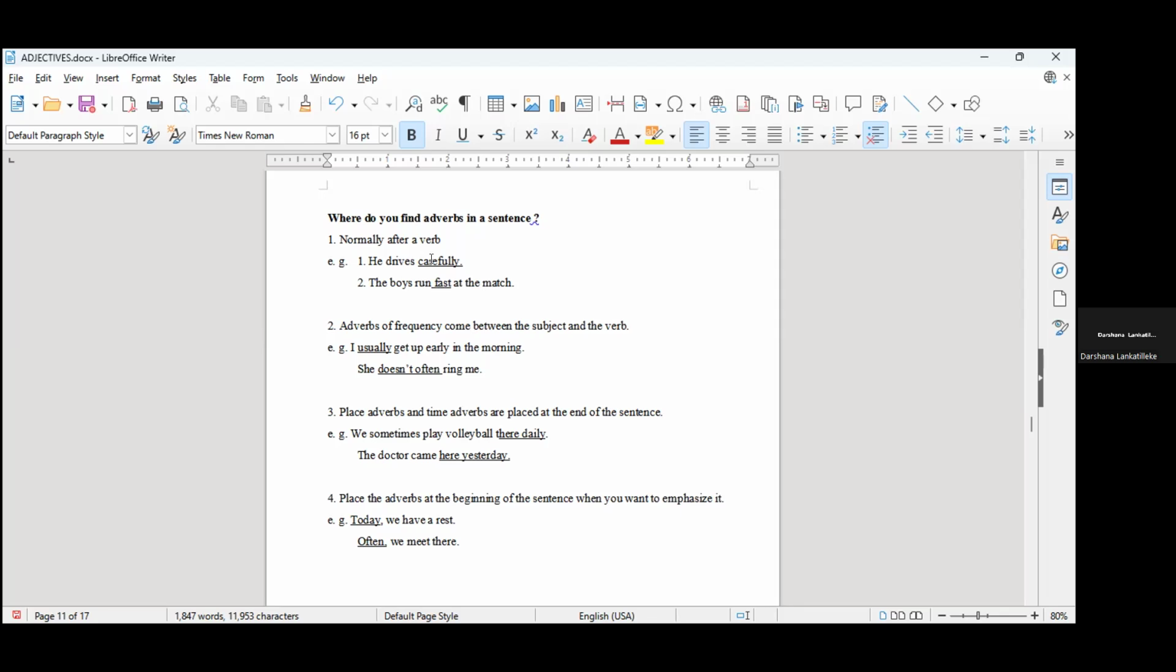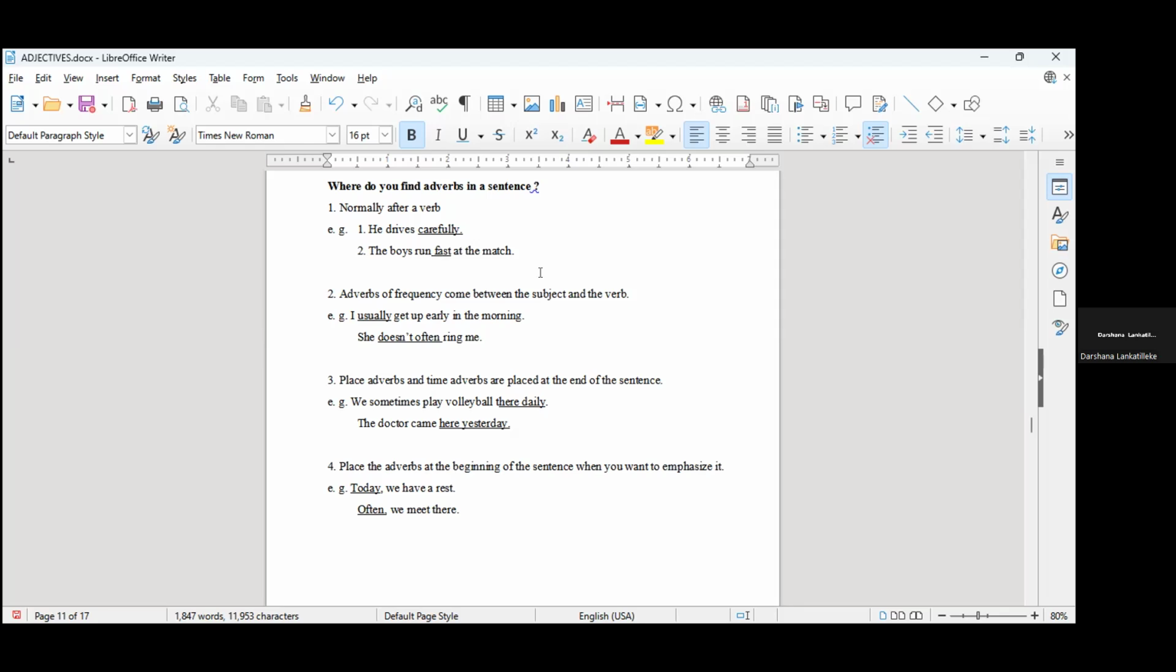Then, third one. Place adverbs and time adverbs are placed at the end of the sentence. Okay? Look at the example. We sometimes play volleyball there daily. There is a place adverb. Daily is a time adverb. Okay.